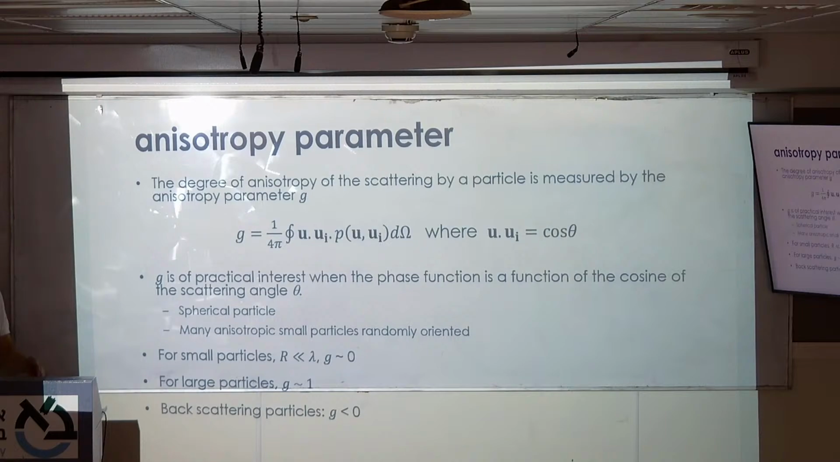For large particles, just the opposite. G can be close to 1. For particles that backscatter light, G will be negative. So why is this important?